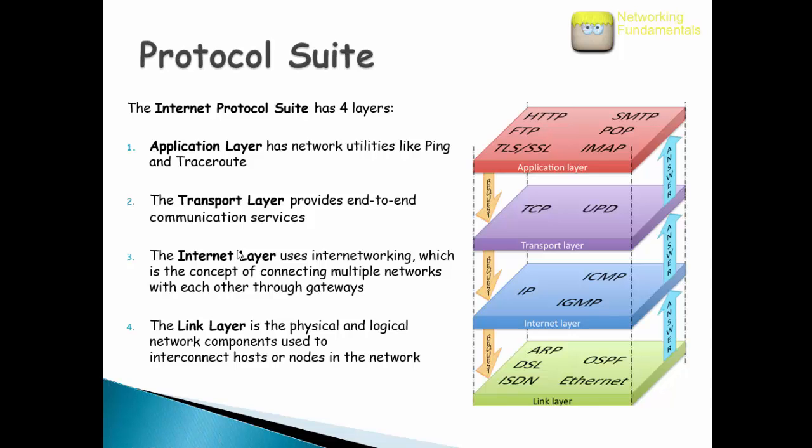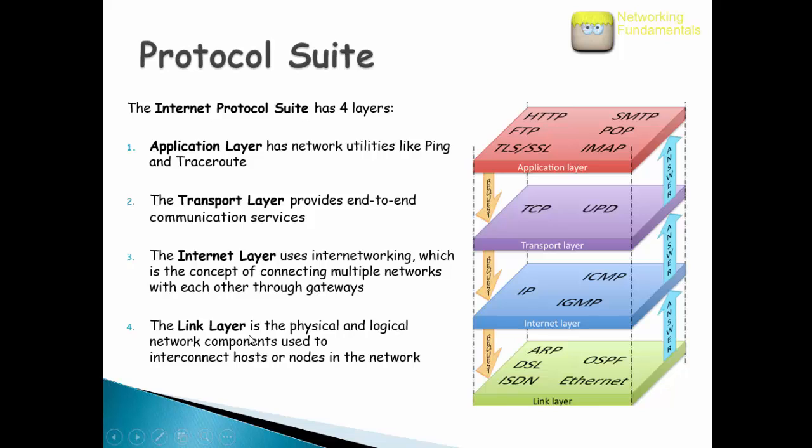Number 3, you've got your internet layer, which is here in blue. This uses internetworking, which is a concept for connecting multiple networks with each other through gateways. So you have your IP, which is what we're going to be talking about today. Then you have your ICMP, your IGMP. These are more protocols that are used in the internet layer, but what we're really going to focus on today is TCP, and I will mention UDP here in the purple transport layer, and then in the blue section you've got your IP, which is on your internet layer.